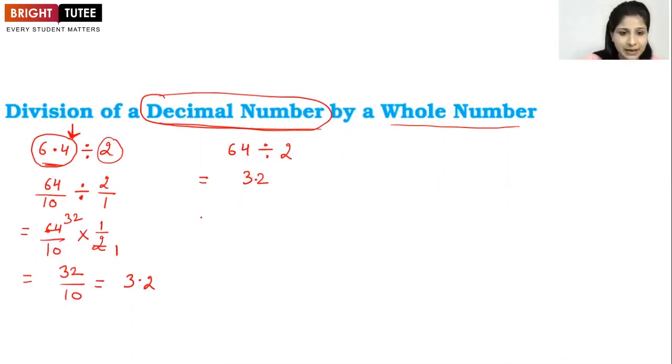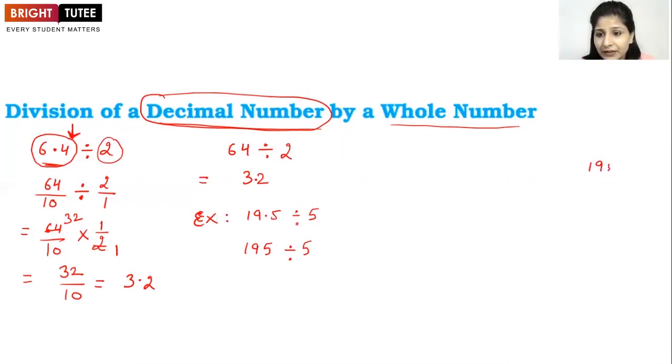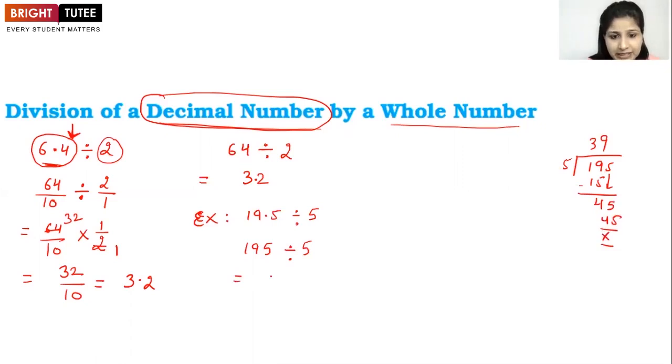Similarly, let's take another example, where we have to divide 19.5 by 5. As done previously, we will divide 195 by 5 as we do in the case of whole numbers. If we divide 195 by 5, see what we will get. 5 3s are 15. Then we are left with 4 as the remainder. Copy down 5 here and 5 9s are 45. So the answer is 39.